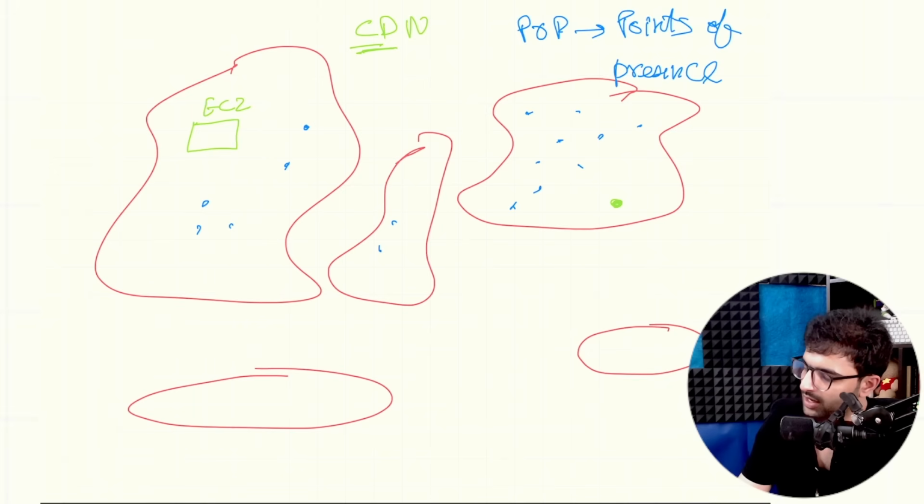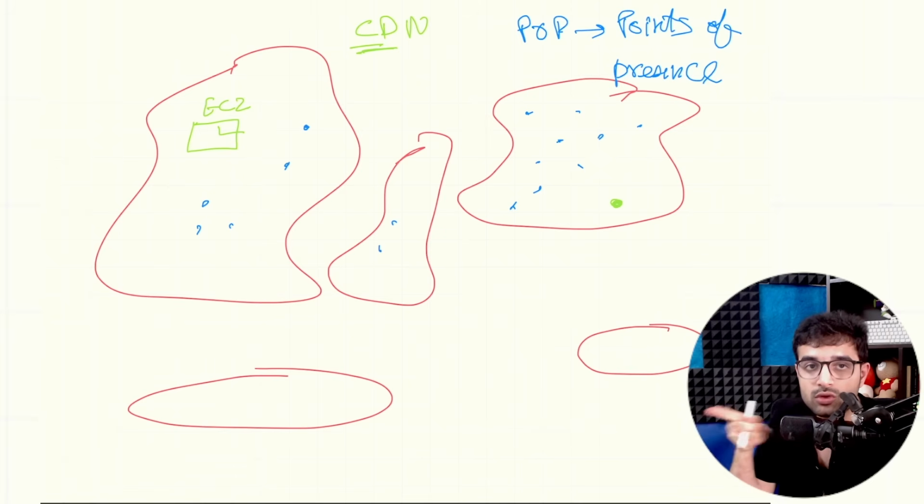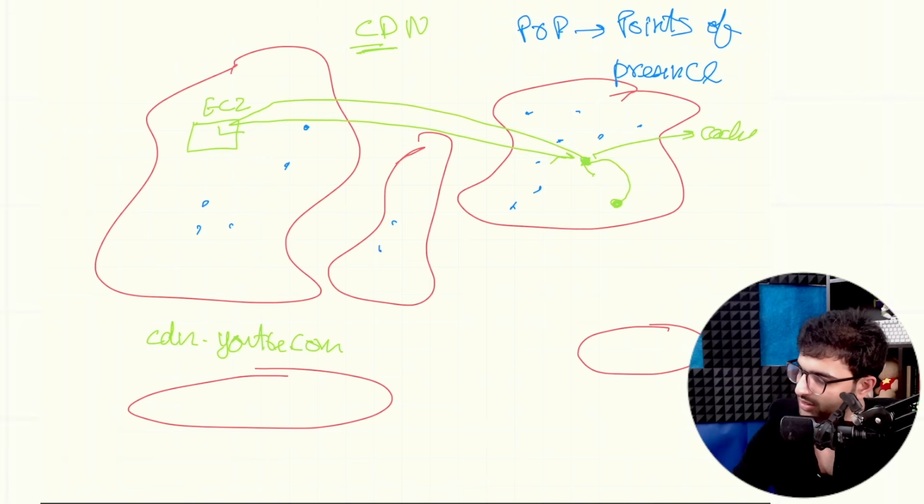Whenever you are trying to find, let's say, a file on an EC2 machine, if you are going through a CDN, let's say cdn.youtube.com, then you will first hit your closest POP, your closest point of presence. This is nothing but a machine. And this machine will grab your contents from this EC2 machine and cache them, so that if any other person in the same region asks for it, they get it directly from here.